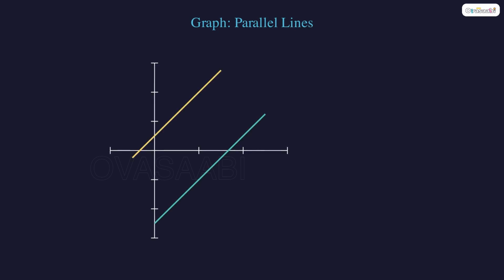See on the graph? Both lines slope the same way and never touch. The y-intercepts differ, but the gradients match. That confirms parallel.